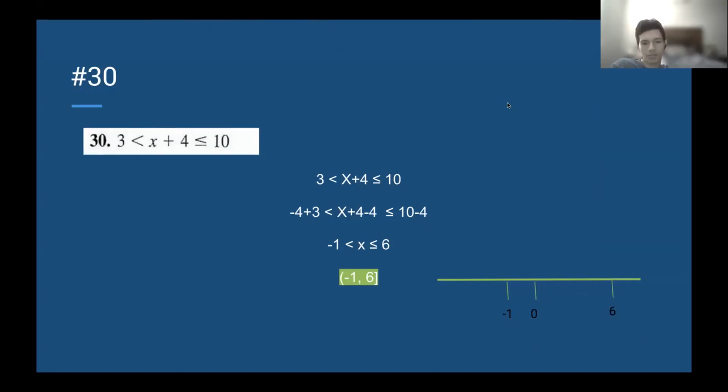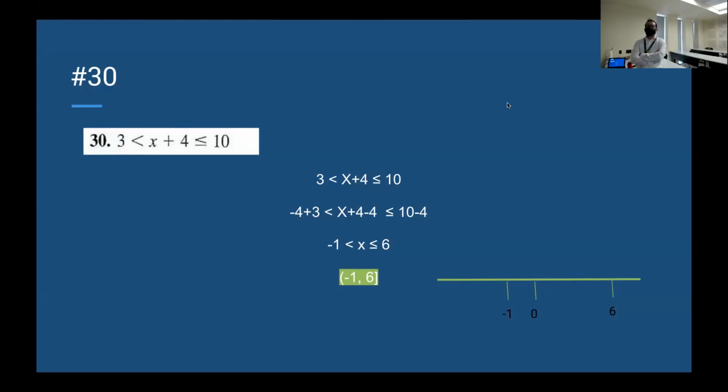Okay, so I wrote the expression, then we put the -4 to eliminate the +4 that is with the x, and we do -4 plus 3, and 10 -4, and we got -1 is less than x, and 6 is greater or equal than 2x, and that's it. We don't have to flip any signs because we don't divide by a negative number.